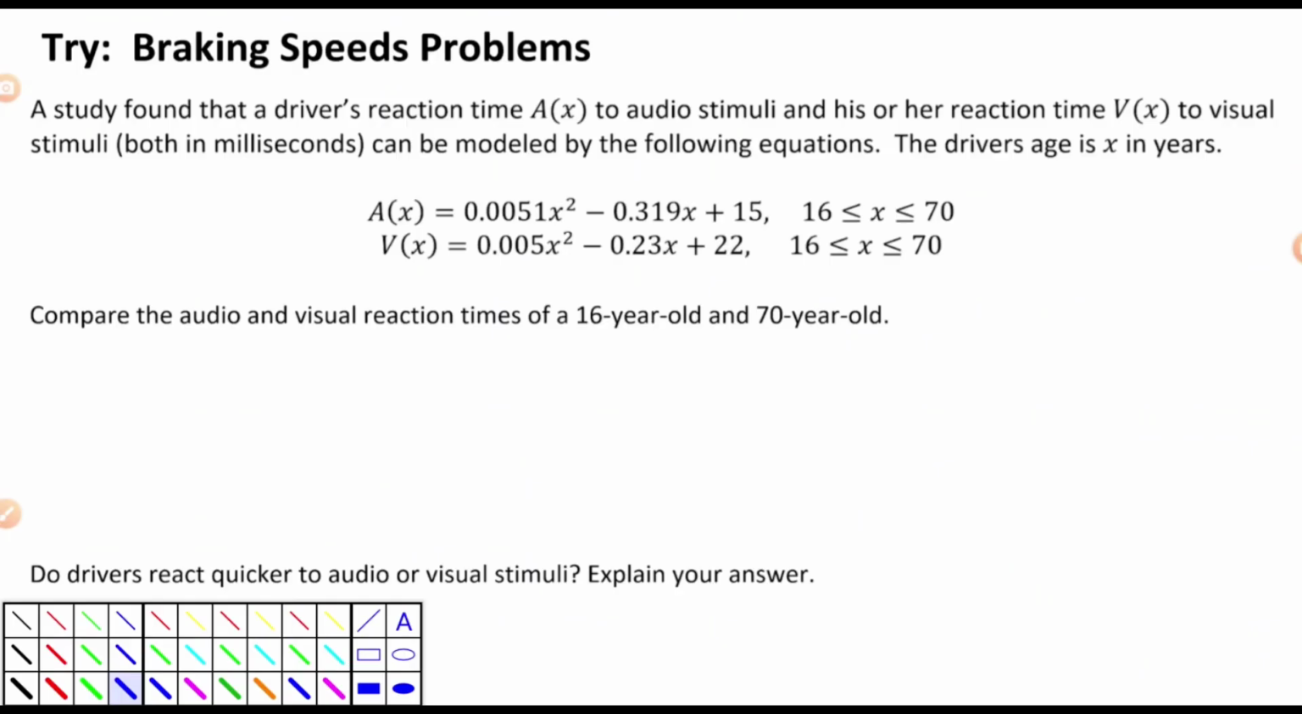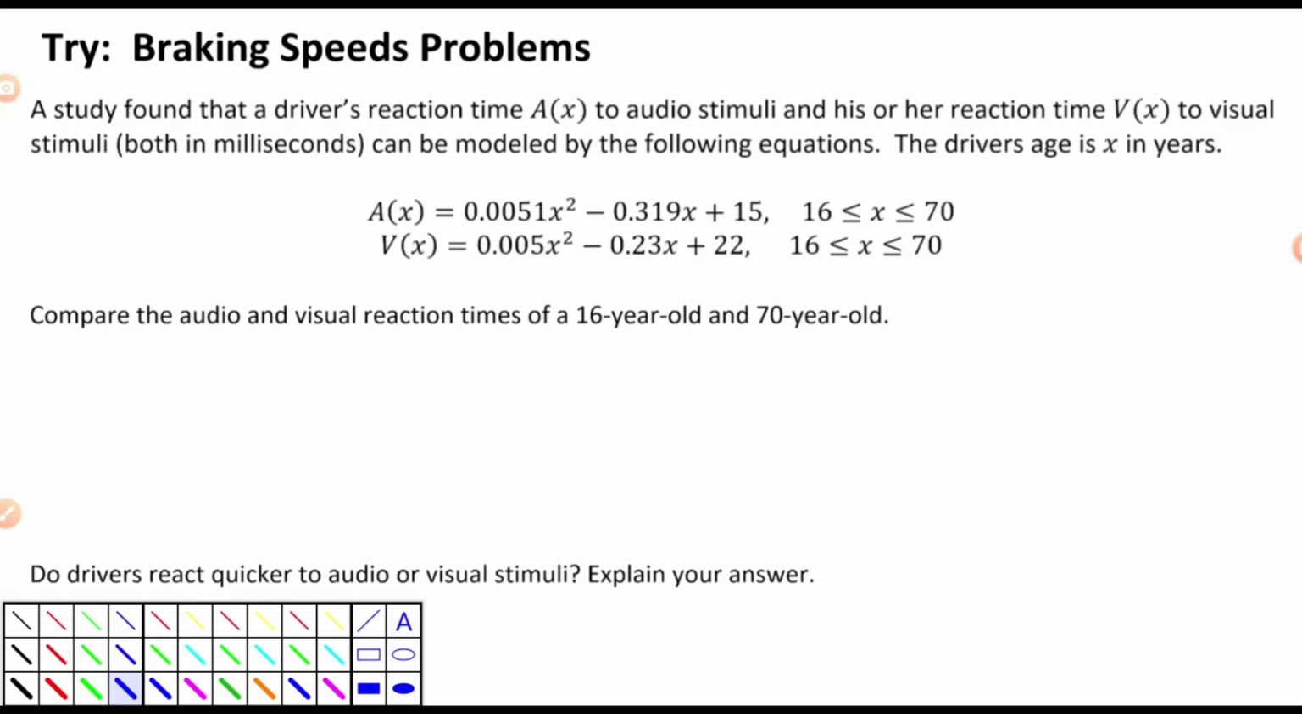All right, this problem is for you to try. I want you to try this problem. You're going to upload it to our Schoology, and this will be your quiz. So I'll read it to you, and then after that, you're on your own. A study found that a driver's reaction time, A of x, to audio stimuli, so to noise, and his or her reaction time to visual stimuli, both in milliseconds, can be modeled by the following equations. The driver's age is x in years. So x stands for how old the driver is, and then A of x is the reaction time to audio, B of x is the reaction time to visual.